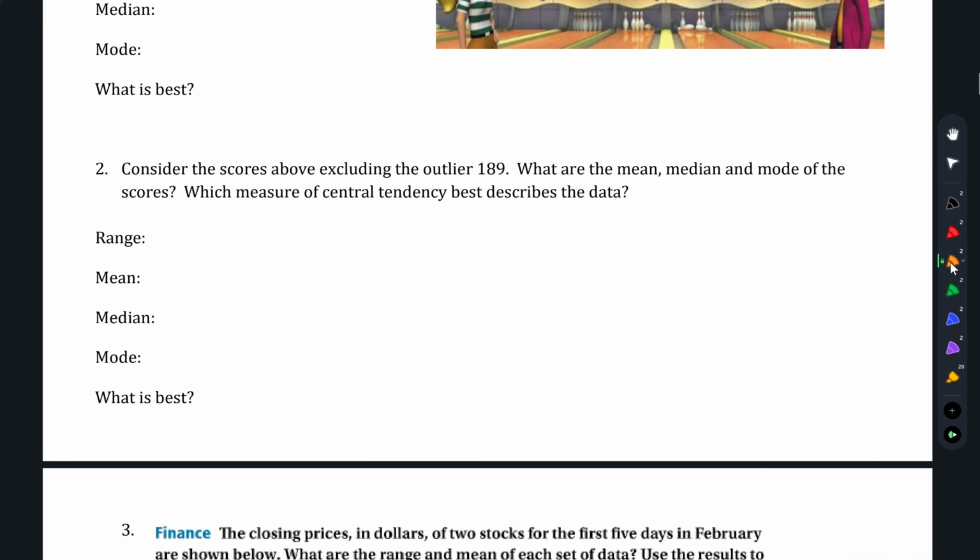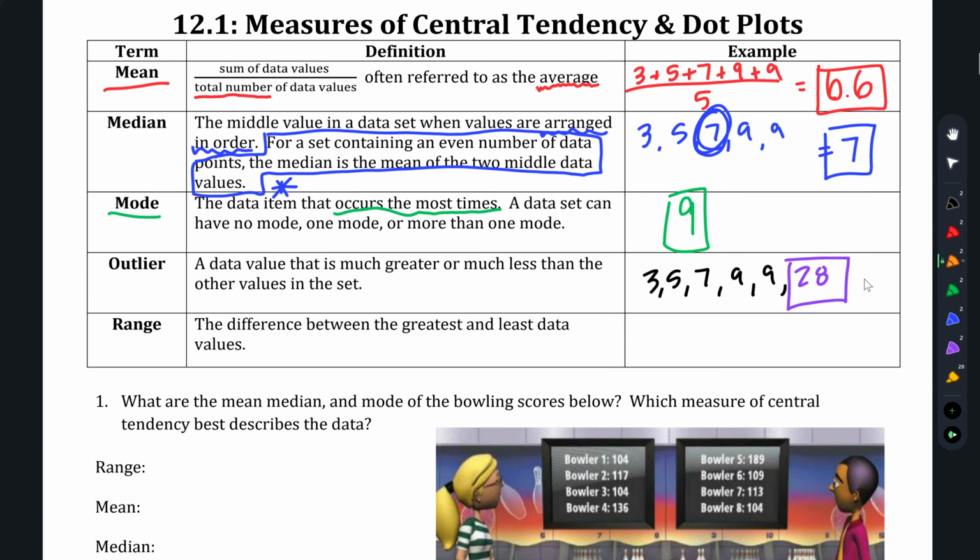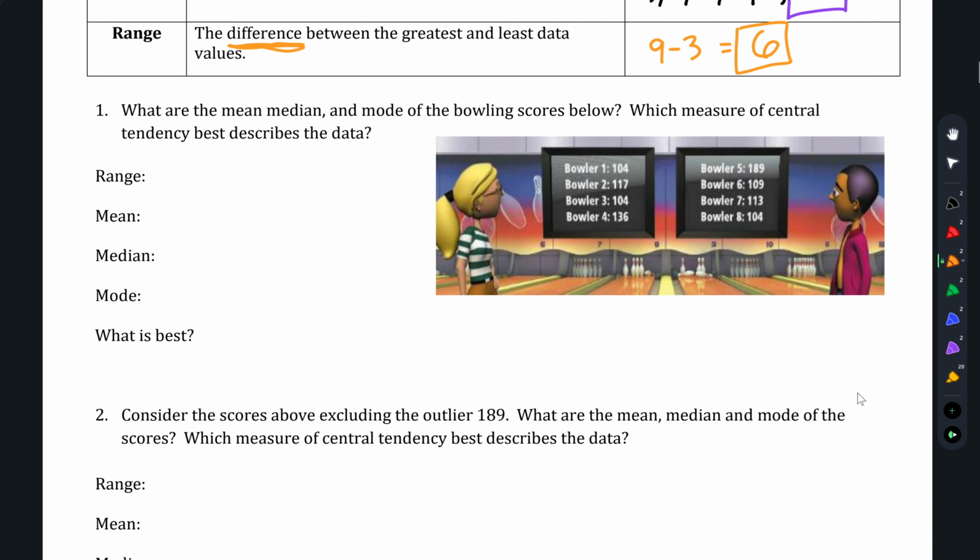And then the last one here is the range. The range represents the difference, so subtraction, between the greatest and the least data points. So in this set of numbers, I would do 9 minus 3, and our range is 6. The higher our range is, the more spread apart our data points are. The smaller our range is, the more consistent our data points are. Any questions on those definitions?